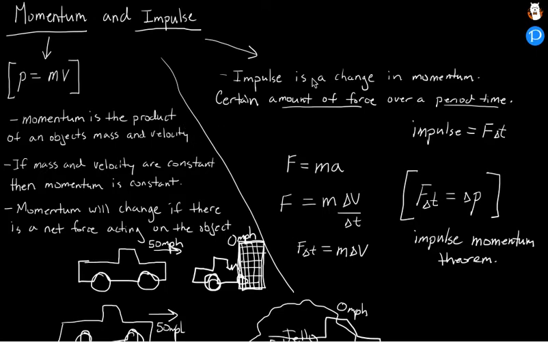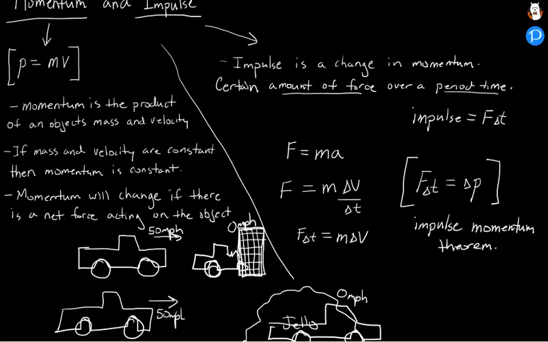All right, so let's take a look at an example problem of how we can use these ideas of momentum and the impulse momentum theorem to solve some problems. So let's say that I've got a baseball. Okay, so let's use the baseball example again. Let's say I've got a baseball.